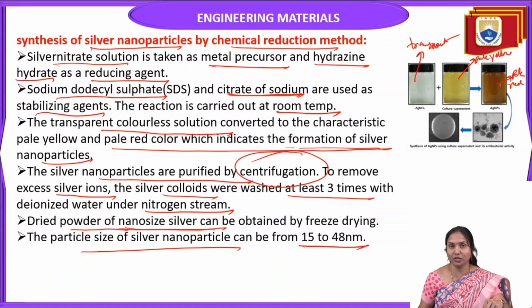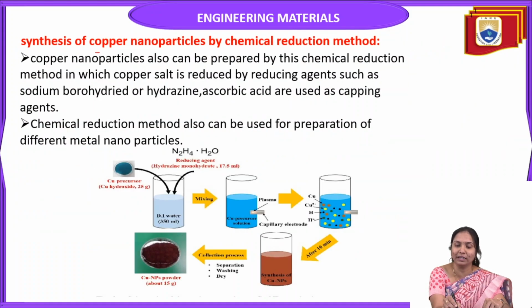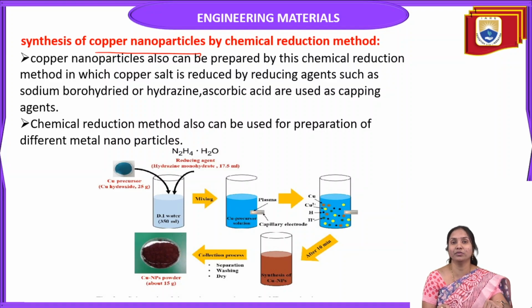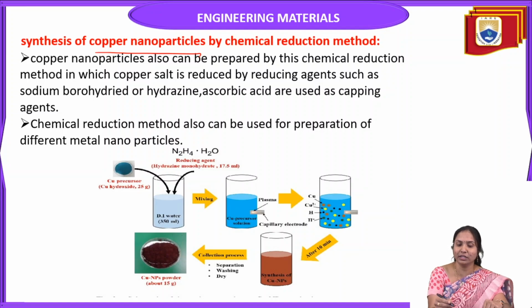And in this method we can also synthesize copper nanoparticles. One more example of this chemical reduction method is synthesis of copper nanoparticles by using the reduction method. In this case also we use a precursor, that means a metal salt solution. Copper nanoparticles can also be prepared by this chemical reduction method, in which copper salt is reduced by a reducing agent.